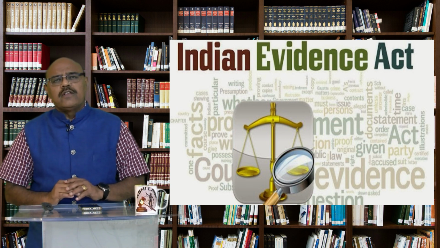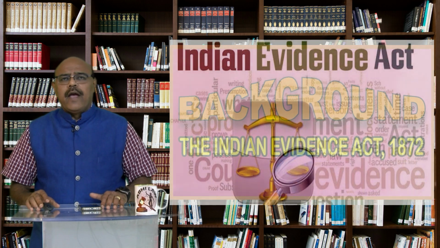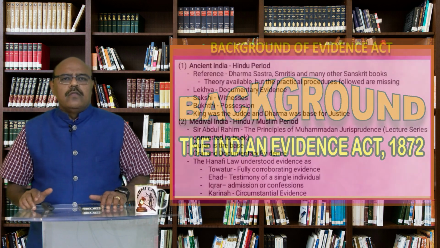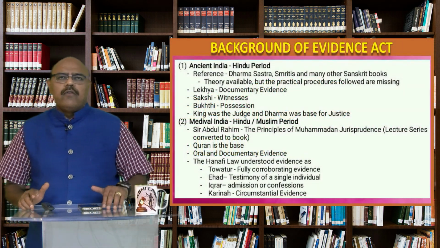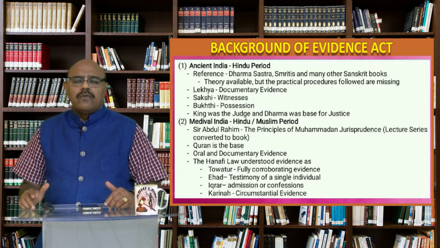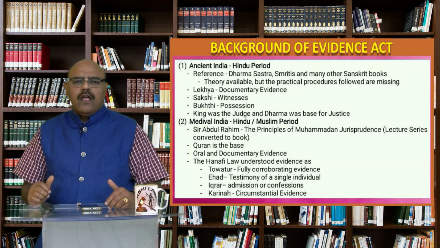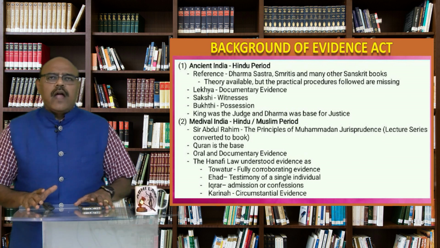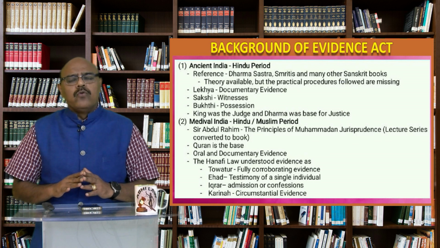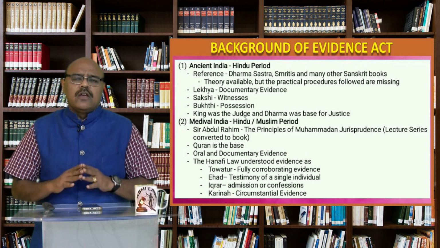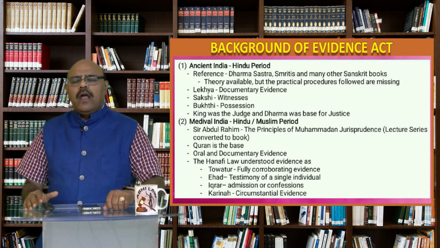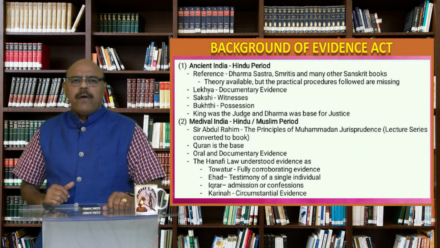In this introduction video lecture number 1, we are going to talk about the background of the Indian Evidence Act 1872. When we talk about the background, ancient India is divided into 3 phases: ancient India, then medieval India, and the third one is British India. In ancient India, India was basically ruled by kings who followed the Hindu religion, and this is called the Hindu period. Hence, in this ancient India, the background was like this.